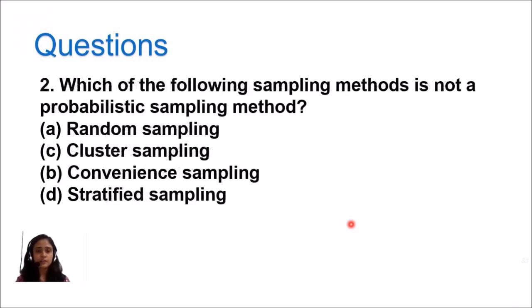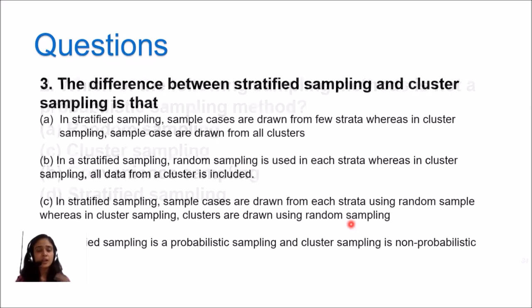The second question is, which of the following sampling methods is not a probabilistic sampling method? We have seen what the probabilistic sampling method is, what non-probabilistic sampling is, and the subcategories of probabilistic and non-probabilistic sampling. So from that video, you will get this answer. The third question is, what is the difference between stratified and cluster sampling? In the previous video we have discussed this difference. You can find all these answers in the description box below also.